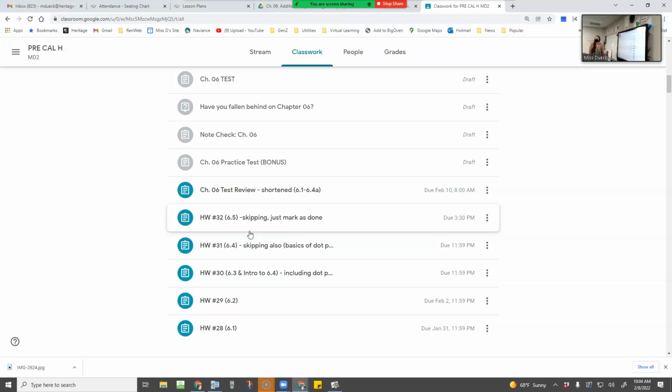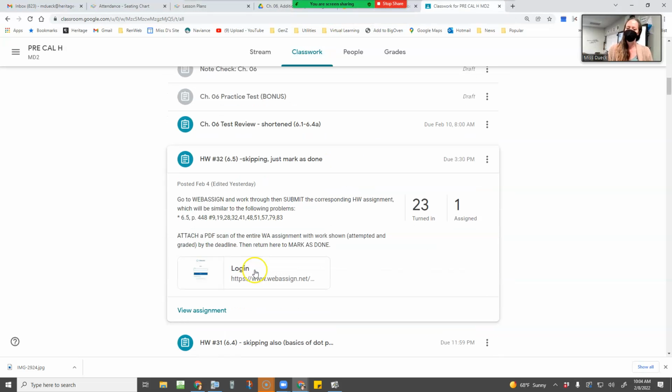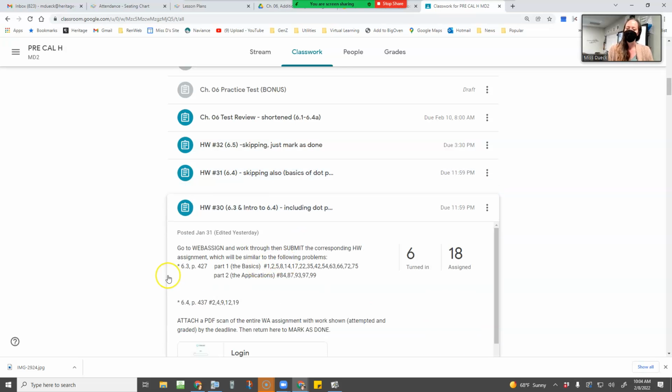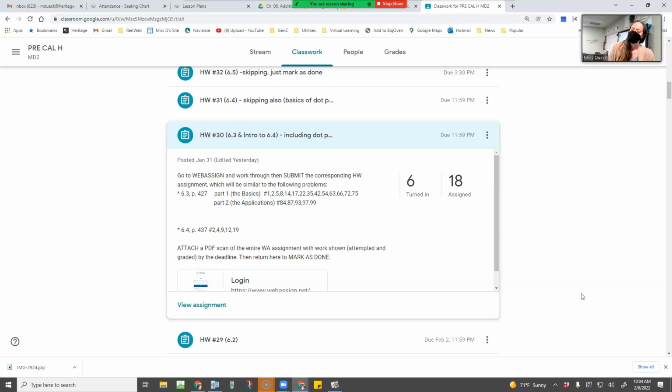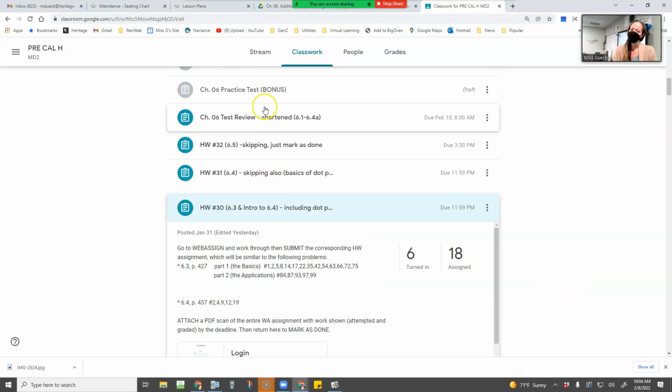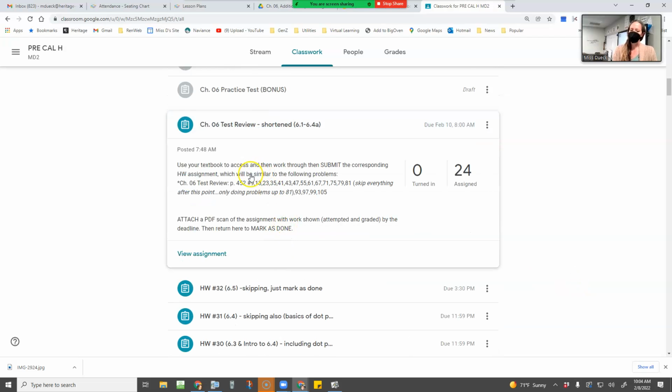Is that okay? Yes. So we're turning in, marking is done. It's worth no points. I made them both ungraded. Just get them out of your queue and out of your Google Classroom. Mark 32 and 31 as done. Instead, I just stole the first few of the basics of dot products and added them, if you guys didn't notice yet, to our final homework of the chapter, which is homework number 30. That's the one we're going to be troubleshooting a bit today. The test review has also been shortened to where you're only going up to 81 and you're skipping these guys at the end.